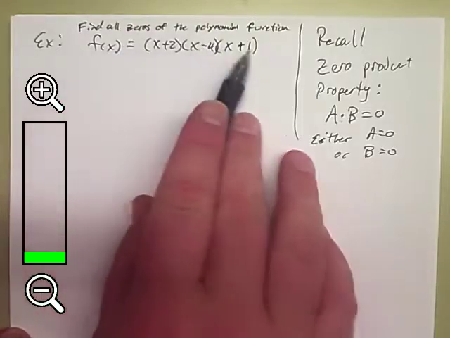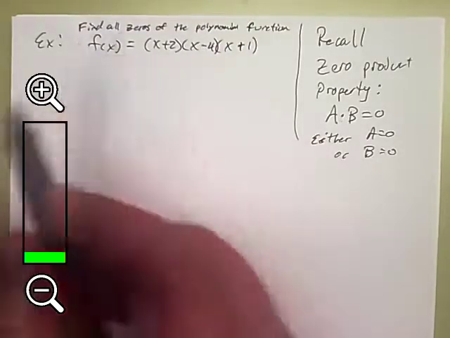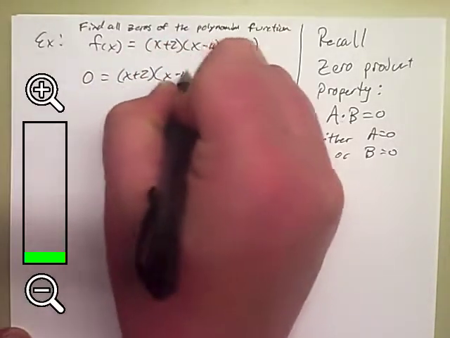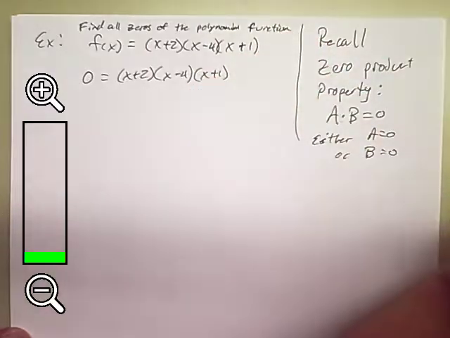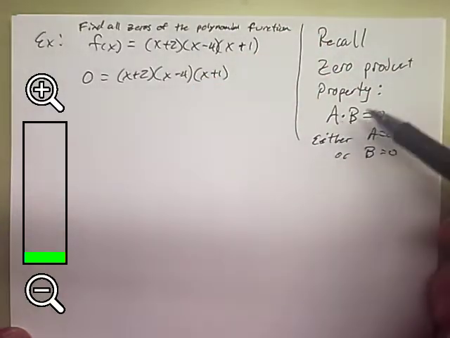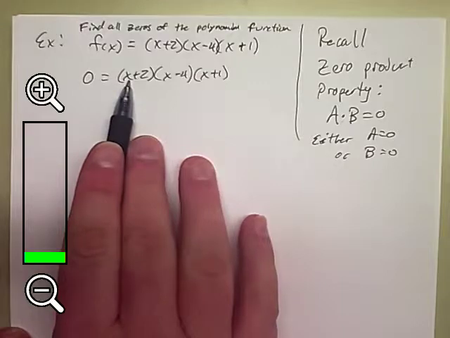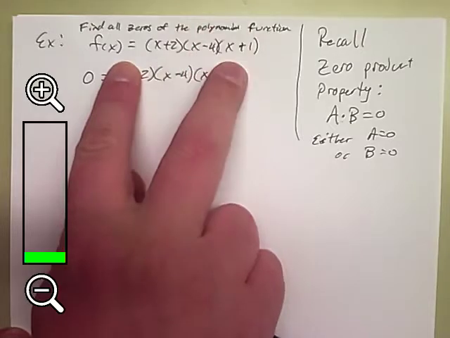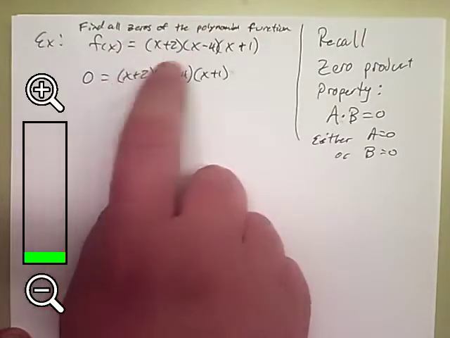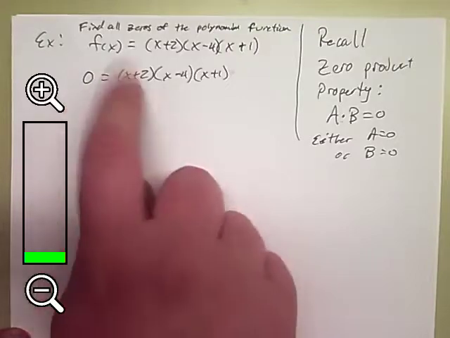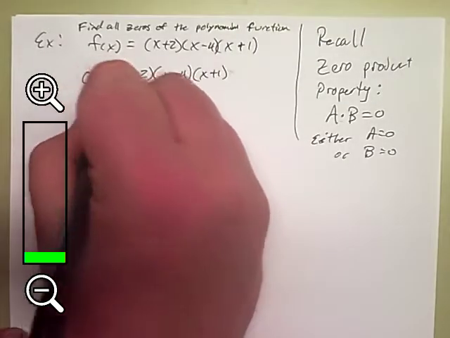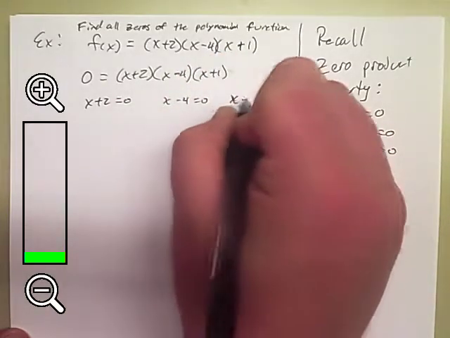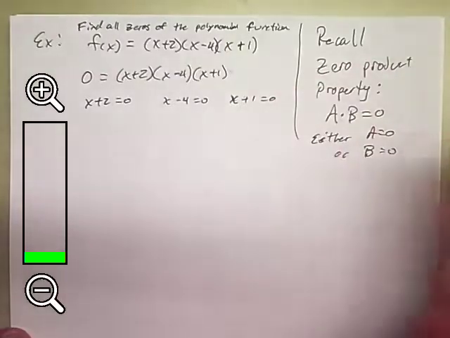If I have to find the zeros of the polynomial function, well, f of x equals 0. So I'm going to say 0 equals (x + 2)(x - 4)(x + 1). And now if I think about my zero product property, if one of these things equals 0, so like let's say this first one equals 0, well, 0 times this times that would equal 0, right? 0 times anything equals 0. So I'm going to take the first factor, x + 2, and set that equal to 0. And then I'm going to set the next one, x - 4, equal to 0, and x + 1 equal to 0. And now I solve each one.